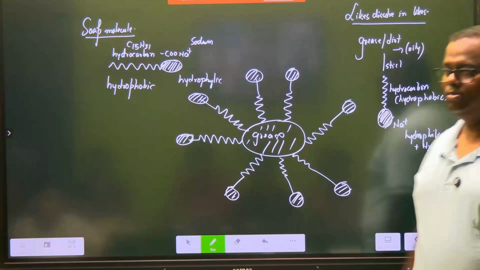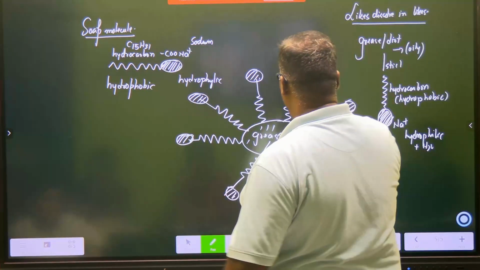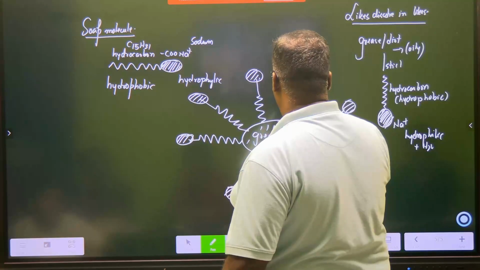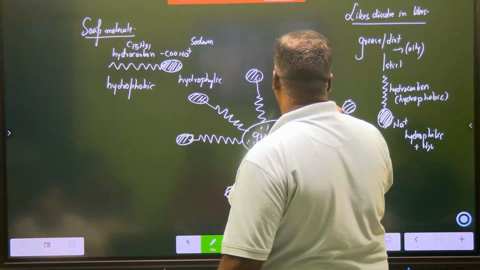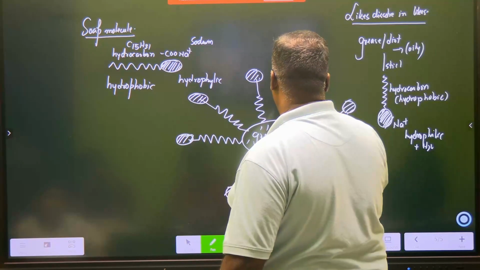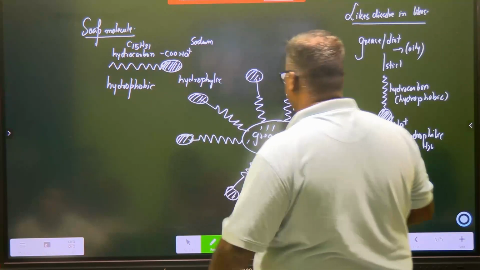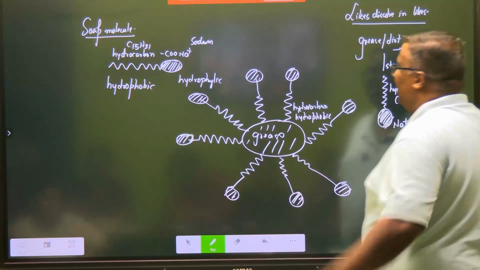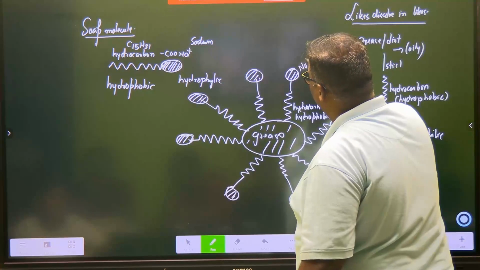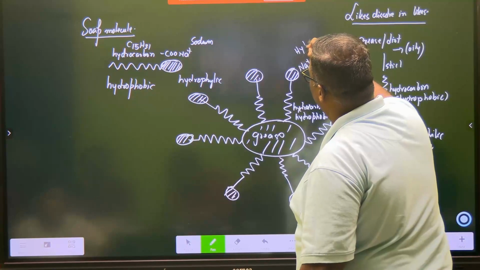Have you understood now? So these are all the hydrocarbon ends, and these are hydrophobic but greasophilic, and this is the sodium end. This is hydrophilic.